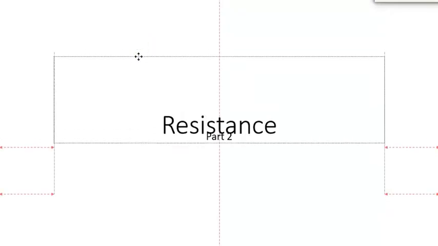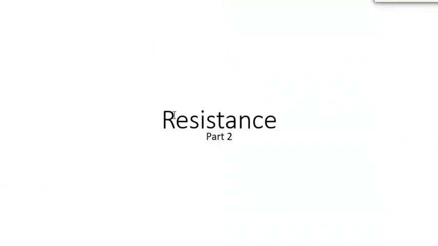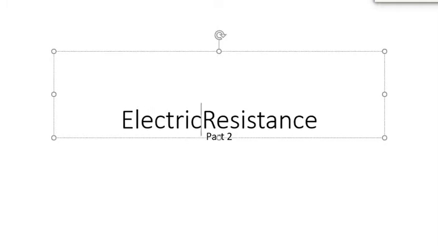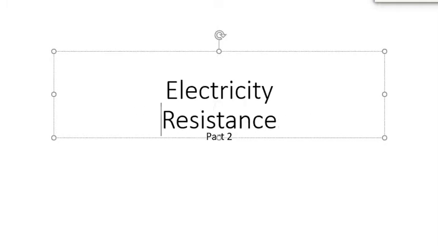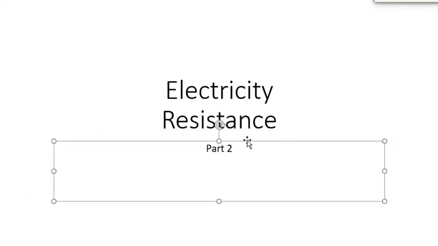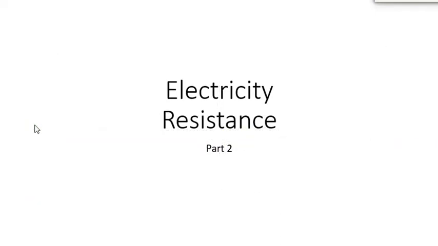Right, this is the second lecture on electricity, which is going to focus on resistance. Electricity, resistance, part 2. So we saw these situations where we create a path and therefore we have current.